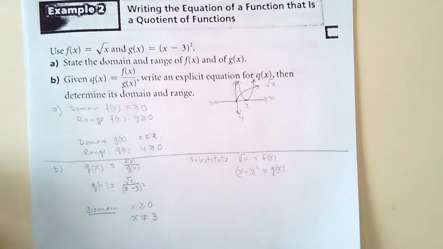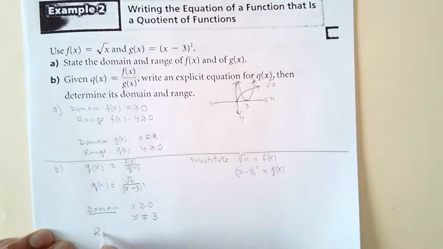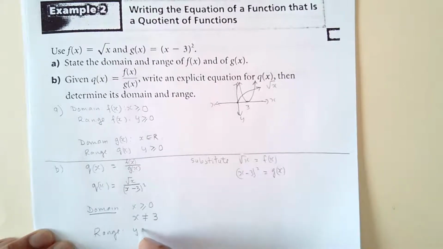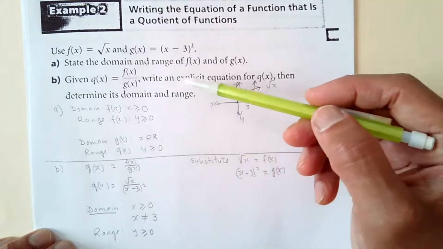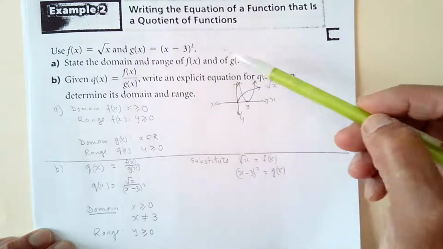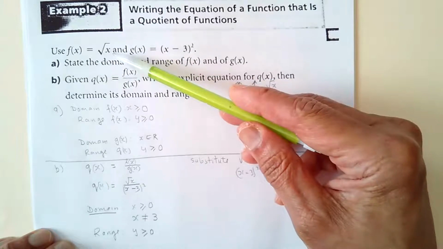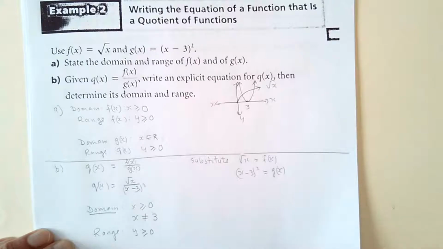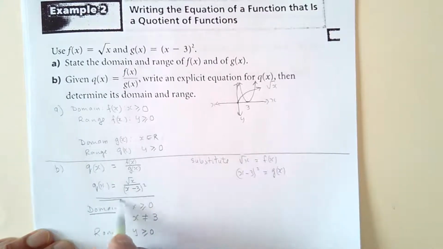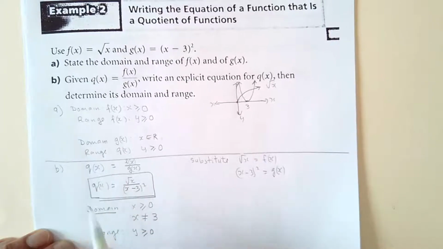So the range, we'll have to use a graphing calculator for this one here, and you'll find that the range is y is greater than or equal to 0. So to recap, to write an explicit equation, when we are given a quotient, we substitute what's given for f of x and g of x into our function. And this is our explicit equation.